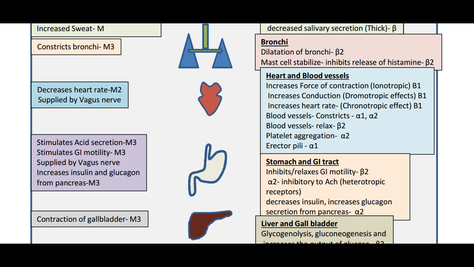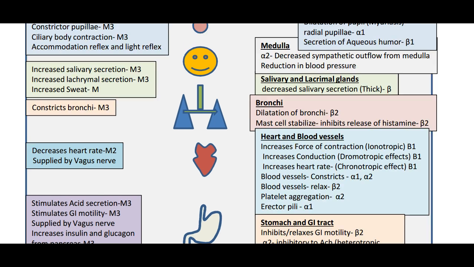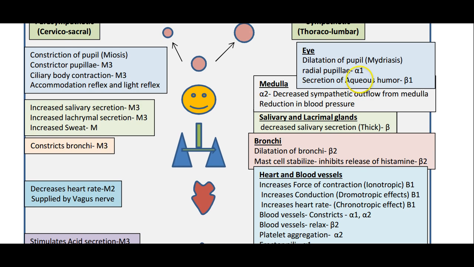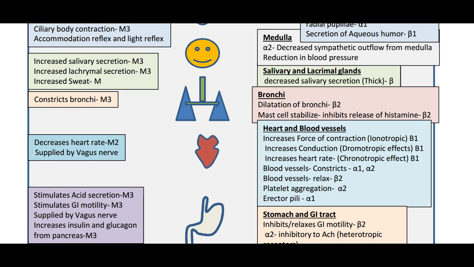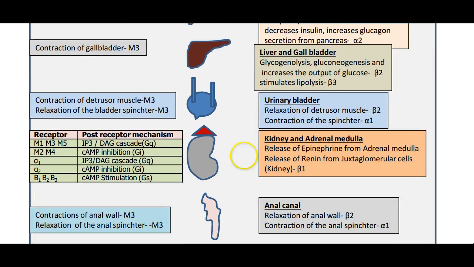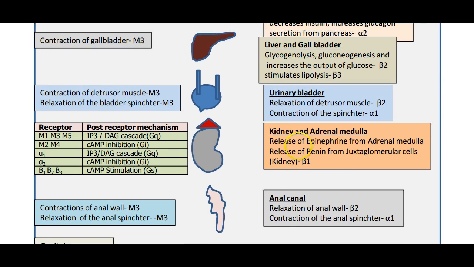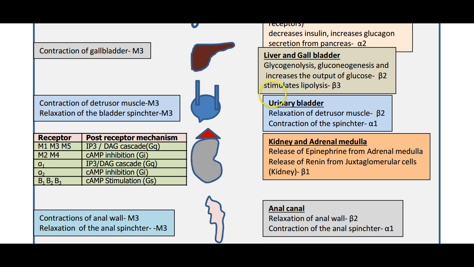And as far as the beta 1 receptor is concerned, beta 1 is mainly present in the heart. In the heart, it causes increased force of contraction, conduction, as well as the heart rate. Other sites where beta 1 receptor can be found are the eye, where it causes secretion of the aqueous humor. It can also be present in the salivary glands, where it can make salivary secretion very thick. And apart from that, they are also present in the kidney. In the kidney, their major role is to release renin from the juxtaglomerular cells. Whereas beta 3 has a very limited role, and the main role of beta 3 is to stimulate lipolysis.